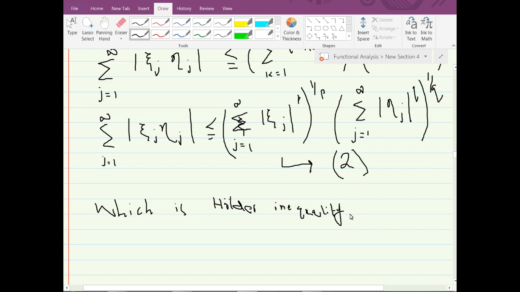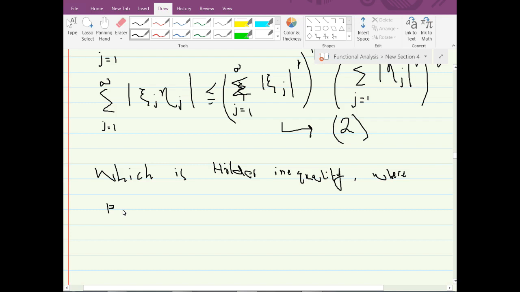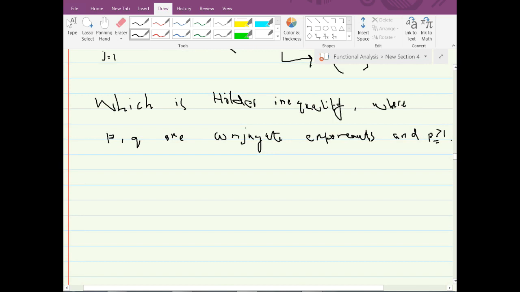Where p and q are conjugate exponents, and p is fixed, greater than or equal to 1. This is called the Hölder's inequality. If we put p is equal to q is equal to 2, then we get the Cauchy-Schwarz inequality.